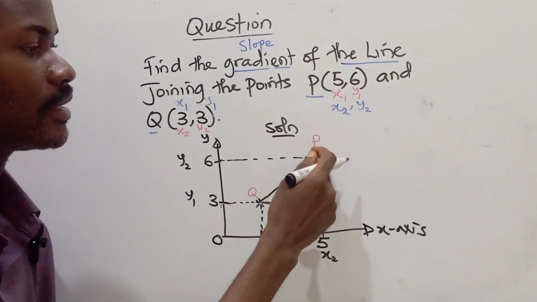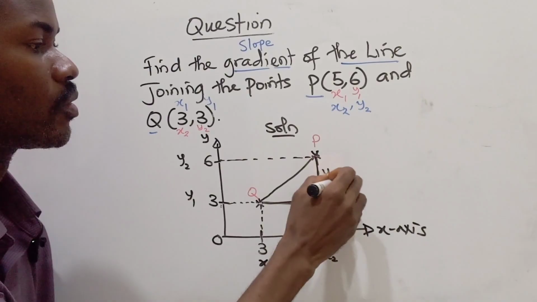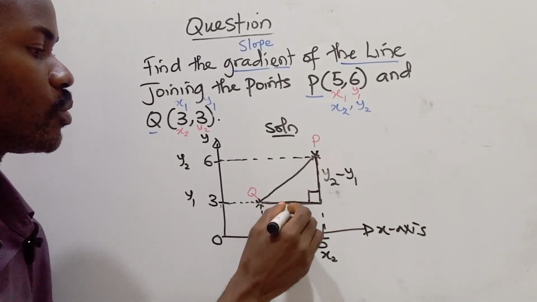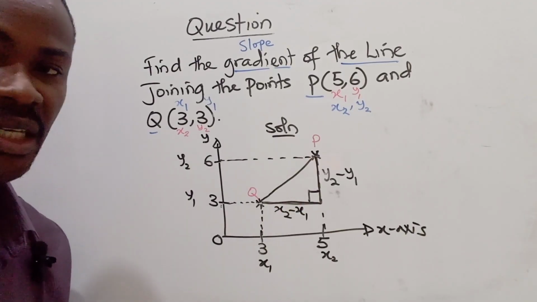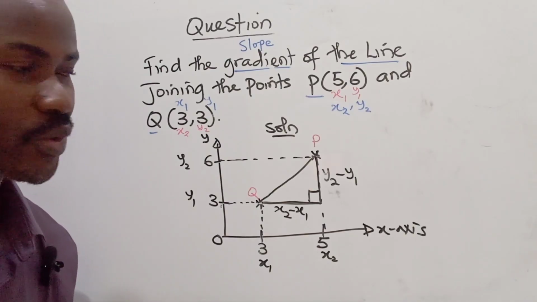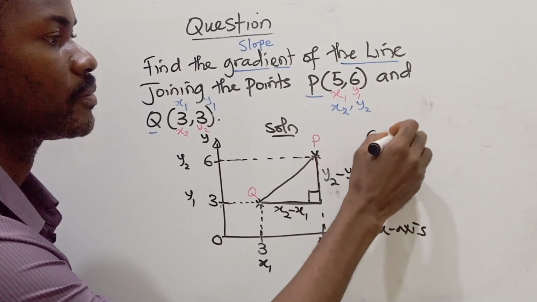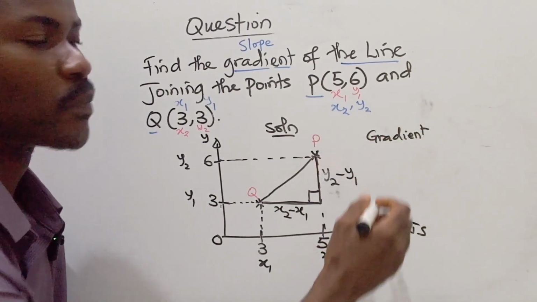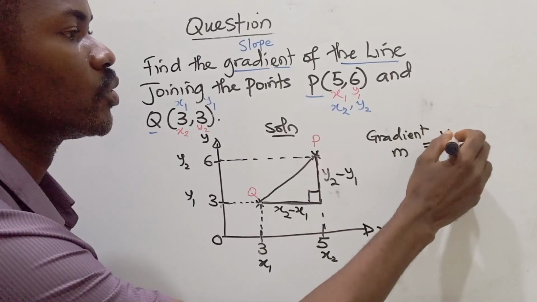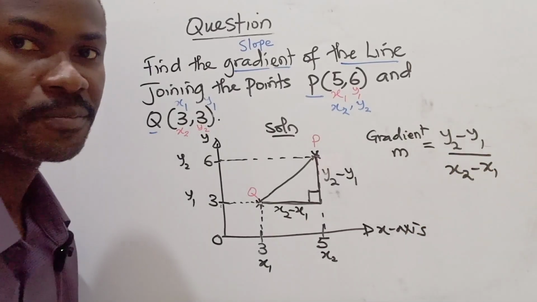Now to solve the gradient, this length is y2 minus y1, and this space is x2 minus x1. Now, I believe you can have a clear picture of what we're doing if you have knowledge of graphs. So our gradient, which most times we use the letter m, is equal to y2 minus y1 divided by x2 minus x1.